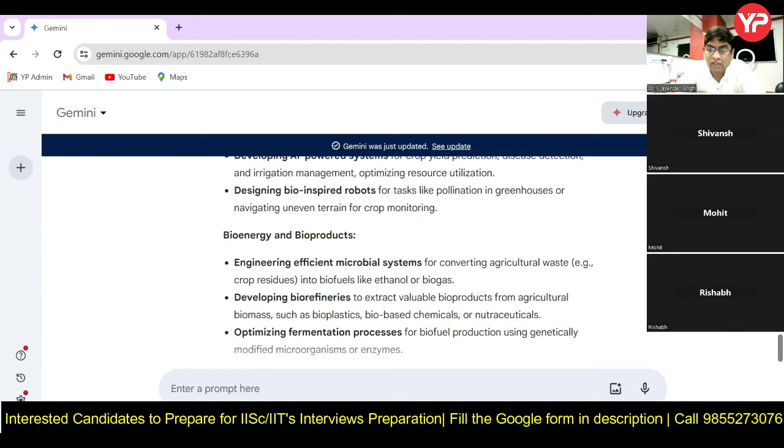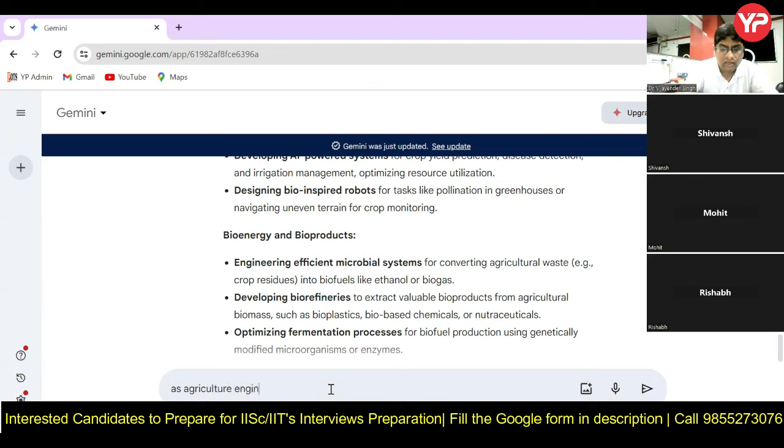So what, friends, you have to do is, whatever department you have got a call from, you need to go to that department and get some idea from it, like bioprinting. I went to the bioengineering department and realized there is something called bioprinting. Now, let me try to understand.